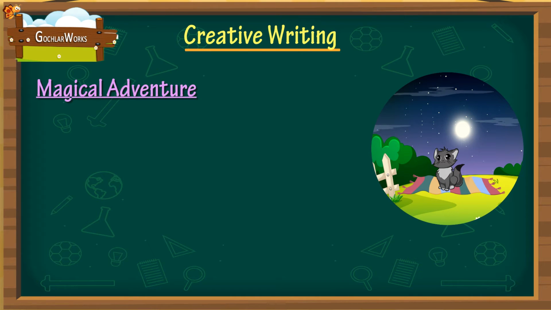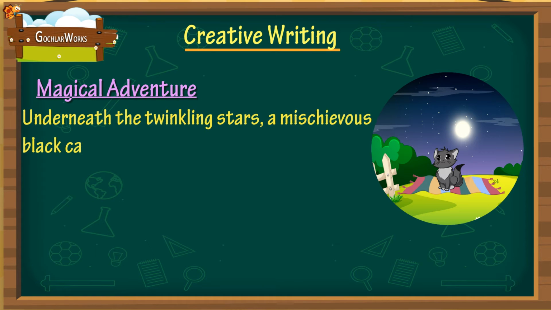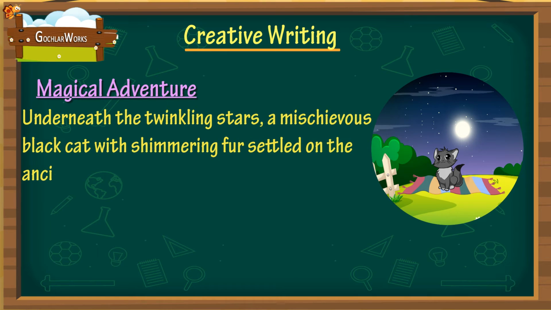You might start with a sentence like this: "The cat sat on the mat." Now, that's a simple sentence, but it doesn't give us much to work with. But with a little creativity and proper grammar, we can transform that sentence into something magical. Underneath the twinkling stars, a mischievous black cat with shimmering fur settled on the ancient, enchanted mat.